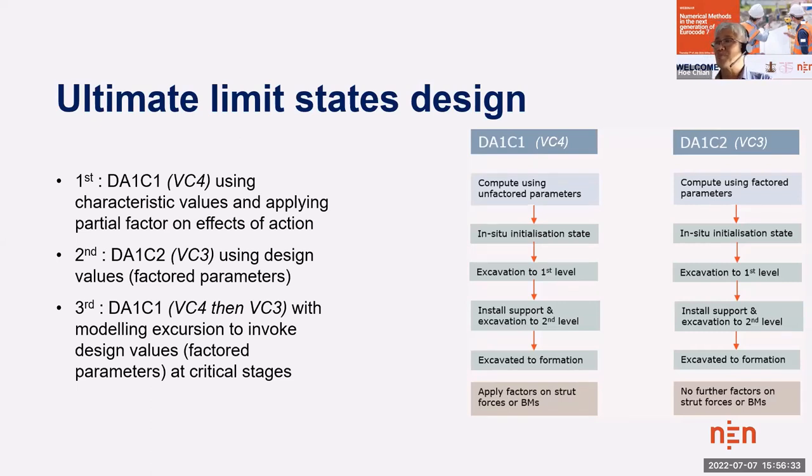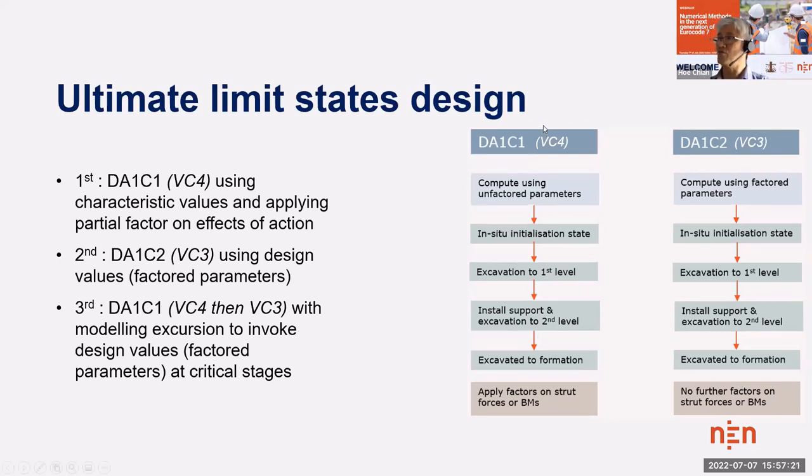I mentioned that I'll try to explain the more complex design or analysis procedures when we undertake ultimate limit state design. You saw that table 8.1, there are three columns. The first column is basically the first approach. You undertake your analysis using characteristic value, go through the excavation sequence, and you apply the partial factor on the effects of action. And the second approach is to use factored parameters and then go through your analysis, and you don't apply any partial factor on your forces.